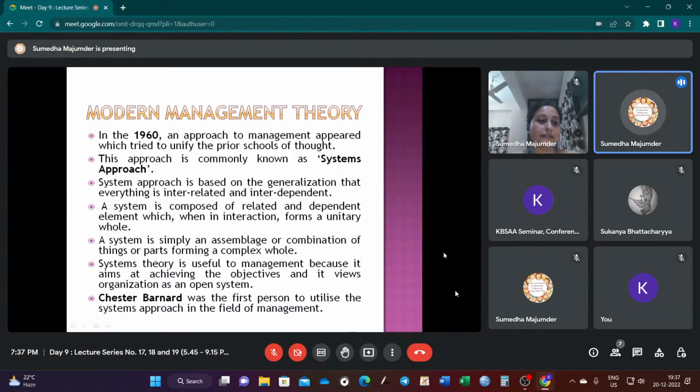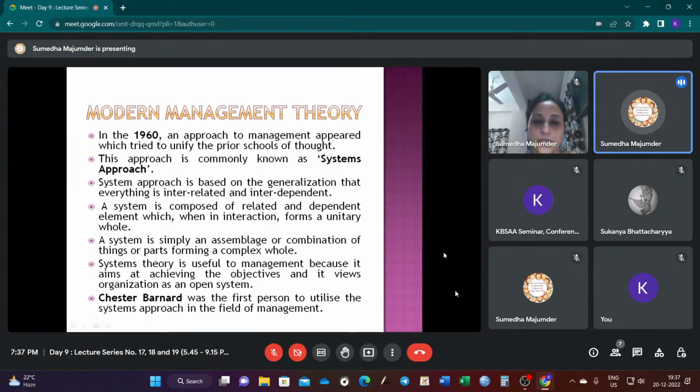From the name of this system approach, I think it is very much clear to all of us. System means it is a process. Under this process, the proper system to perform a particular work should first be prepared by the management, and then definitely the flow of the work should be proper. And this system approach was developed in the year 1960.